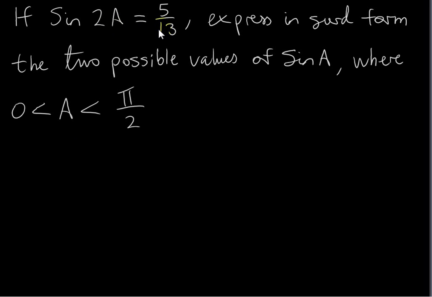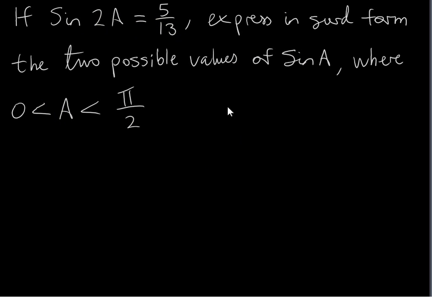If sine 2a equals 5/13, express in surd form the two possible values of sine of a, where a lies between 0 and pi over 2 radians. This is 90 degrees. So, we could look at double angle identities for sine 2a.